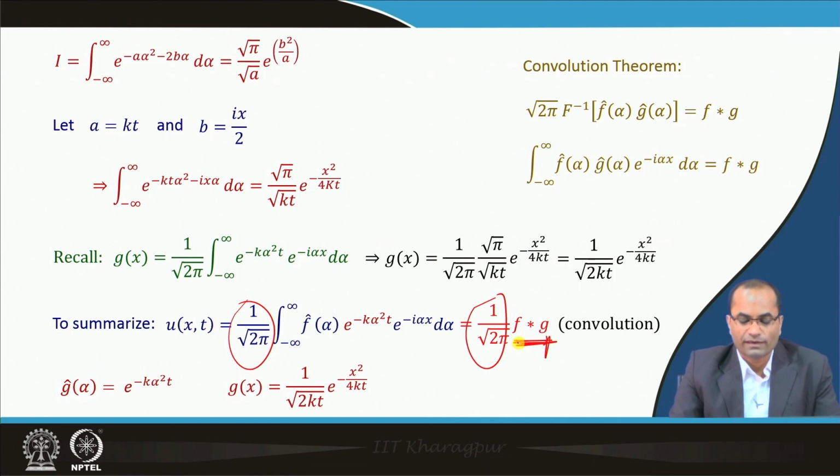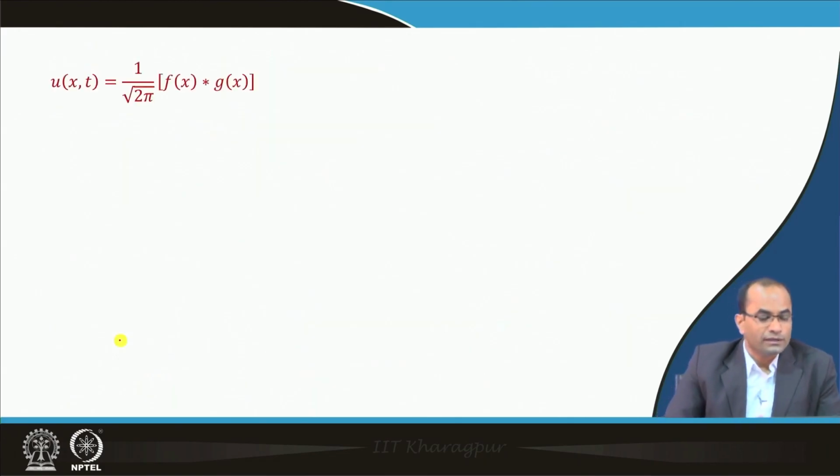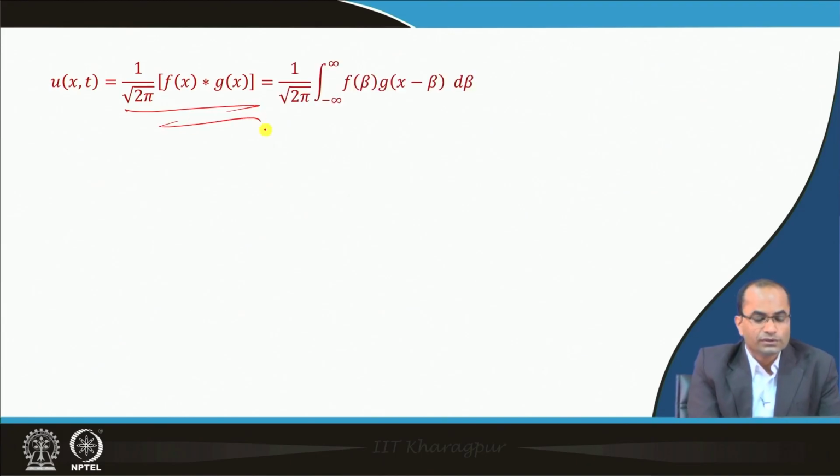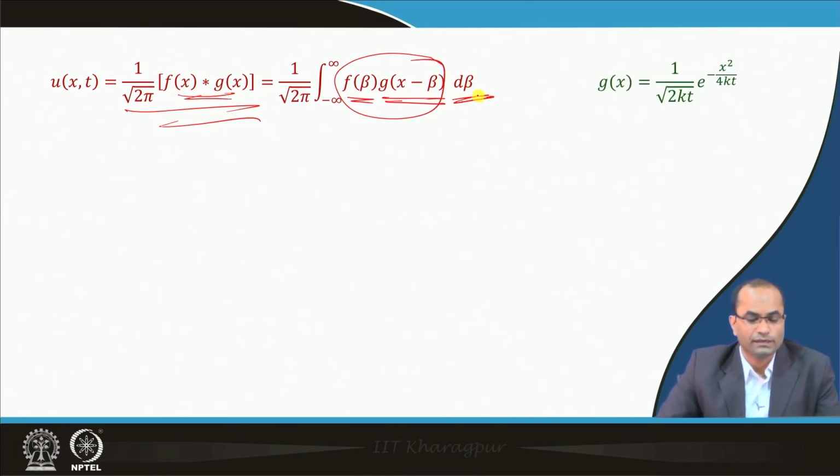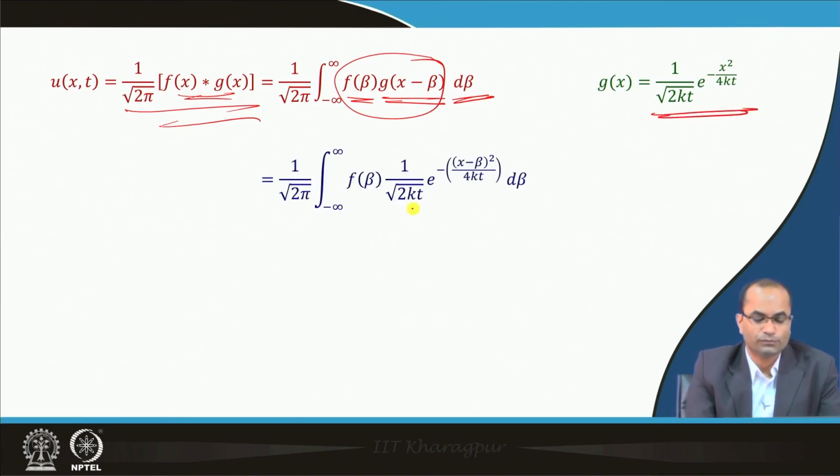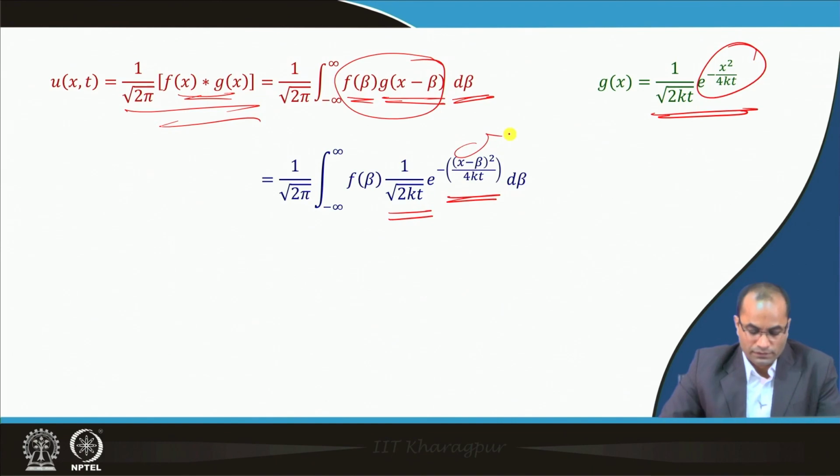So, g we know, f is already given in the problem at the beginning. So, this convolution only will give us the function u(x,t). So, u(x,t) is this convolution, that means f(beta) and g(x minus beta), we have used this convolution product, d beta. Where this g is given as this one, we can put it there. So, 1 over square root 2kt and then this exponential function with x minus beta.